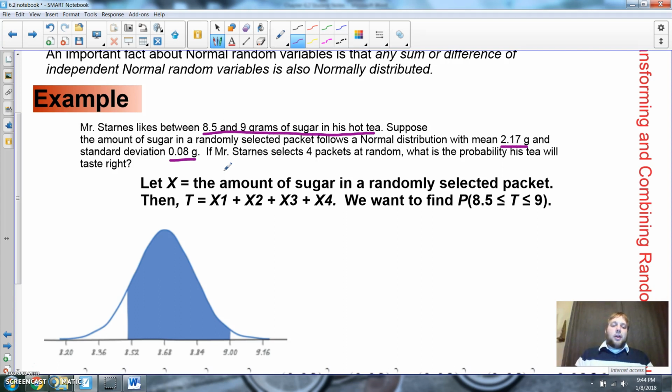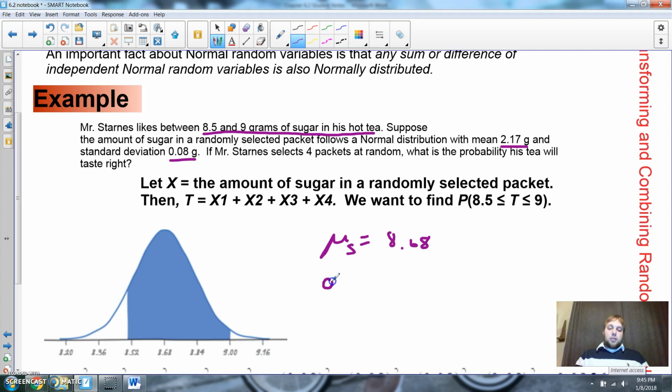Just perfect. All right, so I'm not looking for a normal distribution of just 1 packet. I want the distribution of what 4 packets would give us, like how much. So here is what the distribution looks like, but let's figure out the mean of my sugar. If I take 4 packets of sugar, where's my mean going to be? If 1 packet's 2.17, I'm going to go 2.17 times 4 packets, and I would expect this much sugar to be in 4 packets.